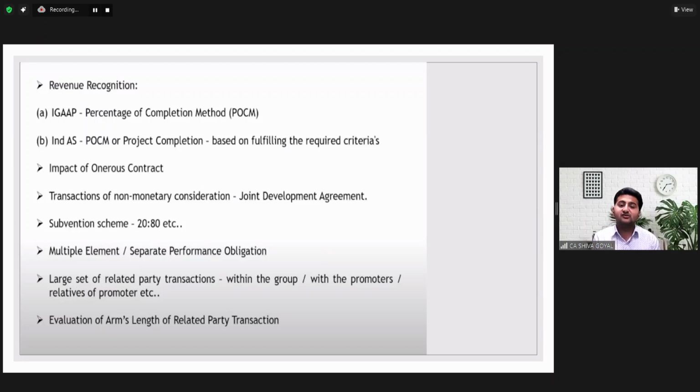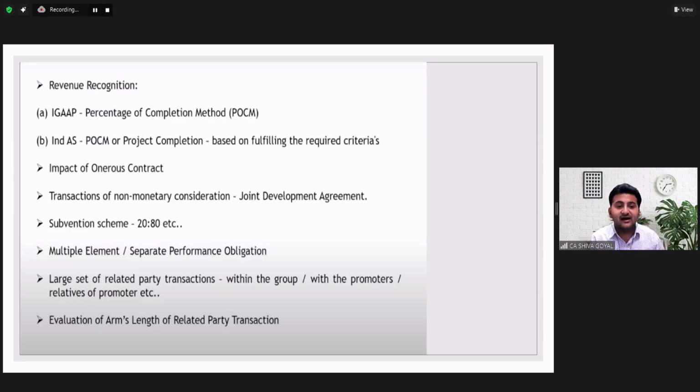Then multiple elements or separate performance obligations should be given special consideration. If there are any club facilities being given by the real estate developer, then whether it is part of inventory or a separate facility being given needs to be seen, because if there is some facility that is not part of that project in the ordinary course of business, then the club facility is a separate facility that should not be added to the inventory part. Of course, the treatment of inventory vis-a-vis PPE or investment property would be different, as also outlined.